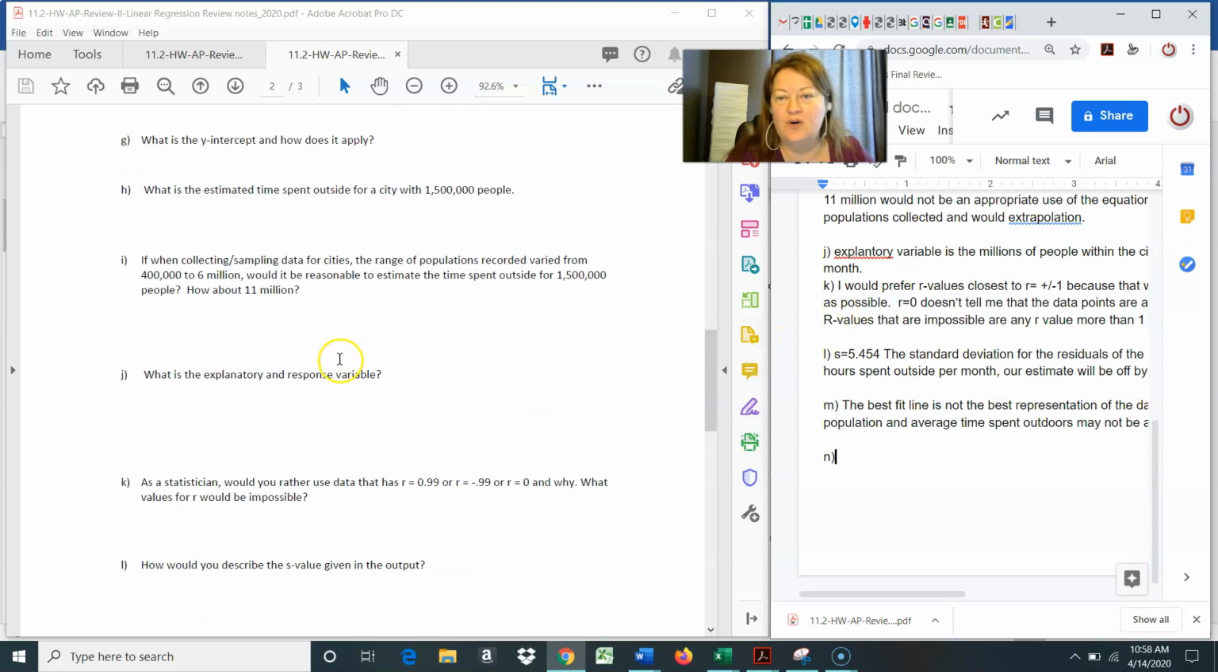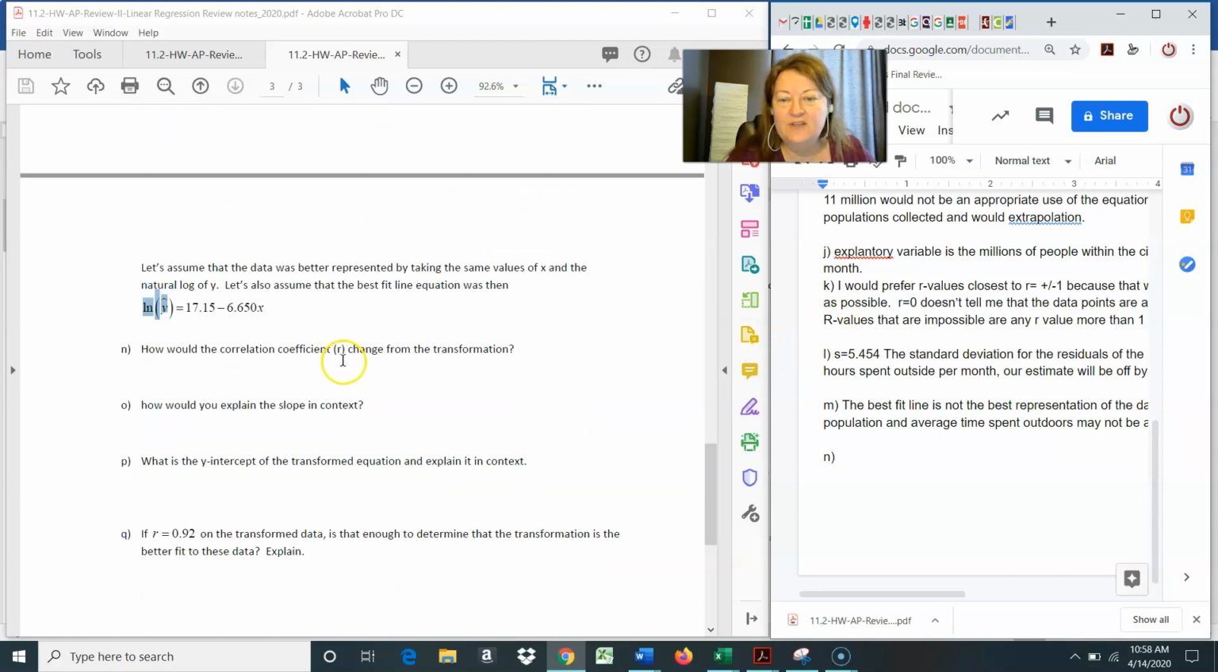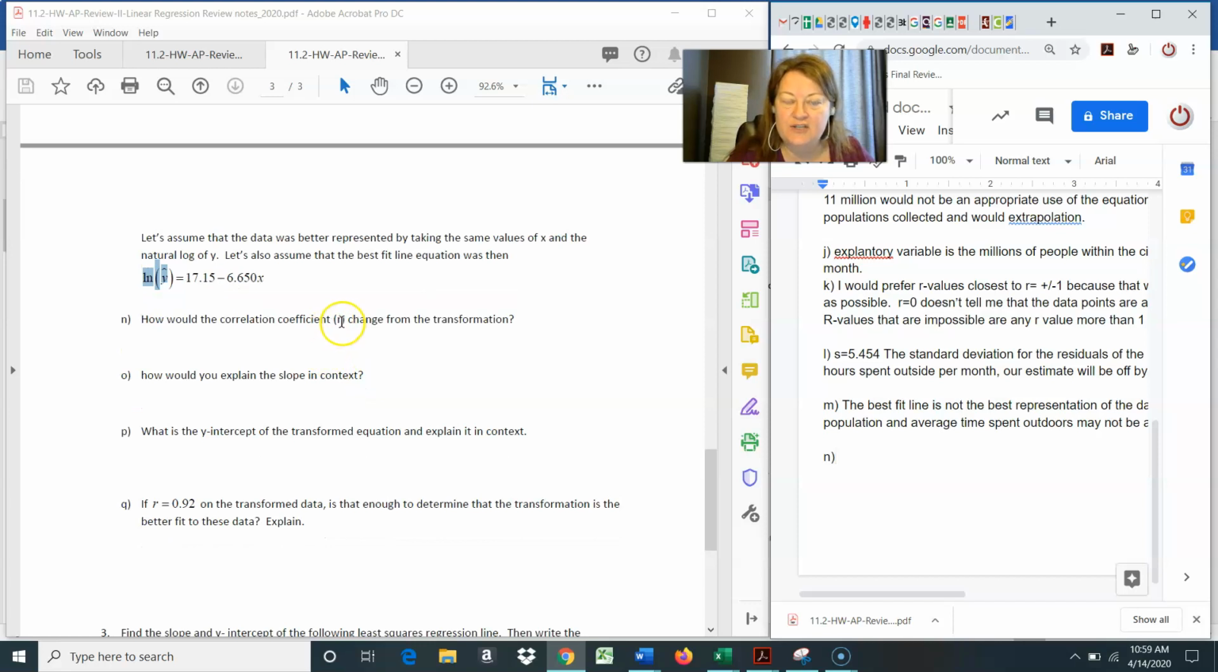Okay, so let's go back to N now. It says, how would the correlation coefficient change from the transformation? Well, remember the R value was equal to negative 0.919. That does not have units to it. It was just something that would show up. So the R value should not change because it doesn't involve units. It's not about hours outdoor over something else where it'd suddenly be ln of hours outdoor, right? Because R doesn't include units.